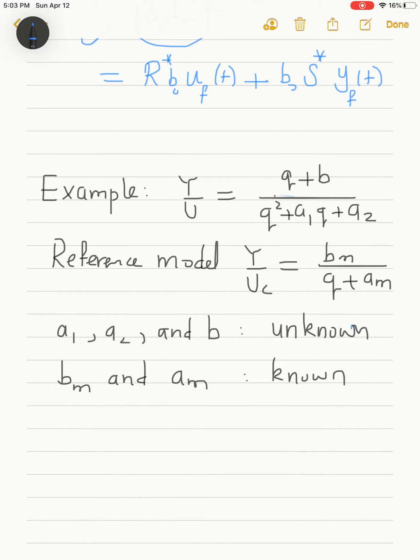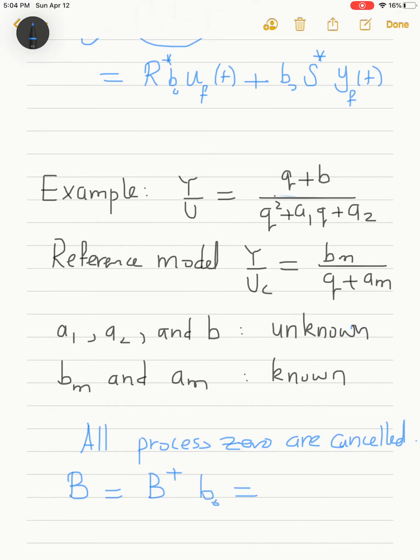So in order to do the design, we assume that all process zeros are cancelled. Then we can write B as a product of B plus times B node. In our case here, since the B polynomial is monic, then B node is equal to 1. So B plus will be equal to q plus b.